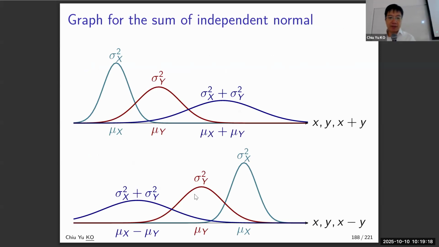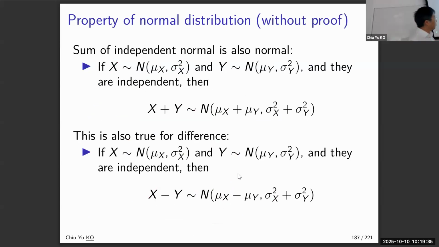Because why? Because we didn't say anything about X and Y, right? Y can be negative and positive, and it doesn't really matter, okay? So that is the thing we'll use, not in this class, but in the next few classes. We'll be using this idea a lot: adding normal to normal, subtracting normal to normal.